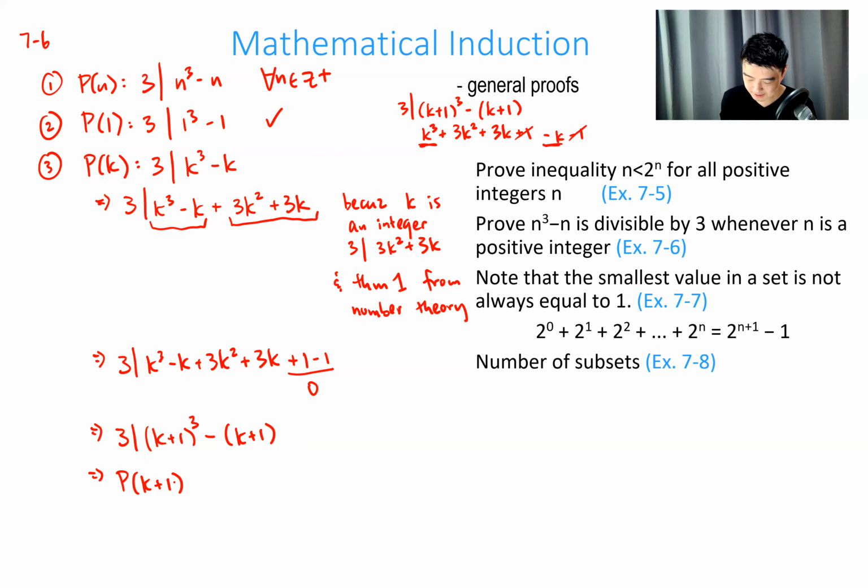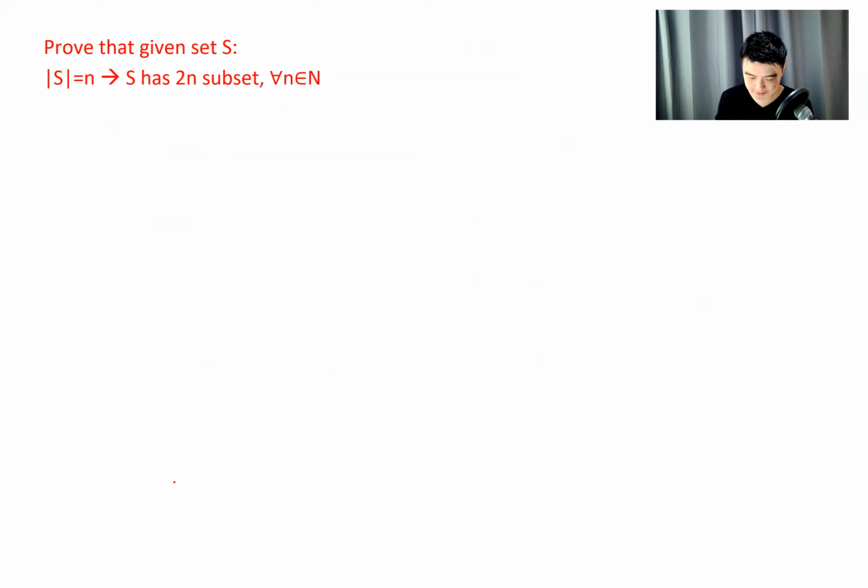Now in 7-8, I have this equation that I want to prove. I want to prove that given a set S, let me change this for 1 second. Okay, so I wanted to add the exponent there. So if the size of set S is equal to n, then S has 2 to the n subsets, for all n in the non-negative integers.